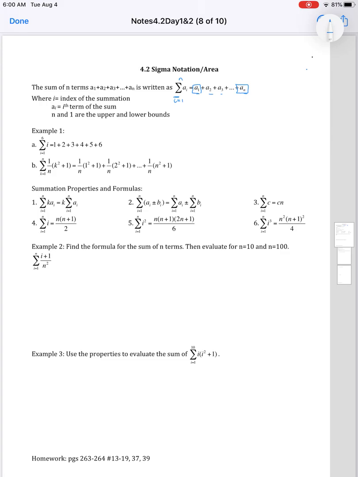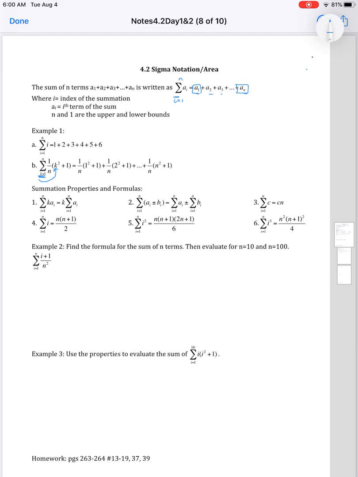A second sample is B. If I have the sigma symbol with k equals 1 to n, and then the formula 1 over n times k squared plus 1, that means each term from 1 to n, now it says k, so I'm not substituting it in for n, I would substitute it in for the k value. So the first term I substitute 1, second substitute 2, third would be 3, and so on, all the way up to my last number where my upper bound is, which would be n. And again, that's just showing you how you would write it out.